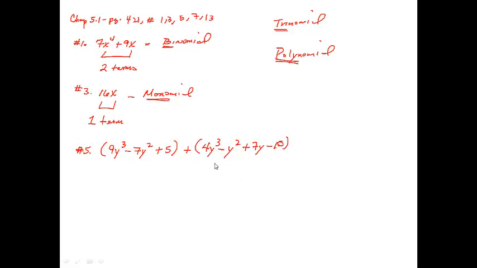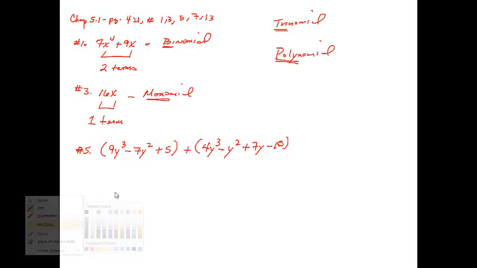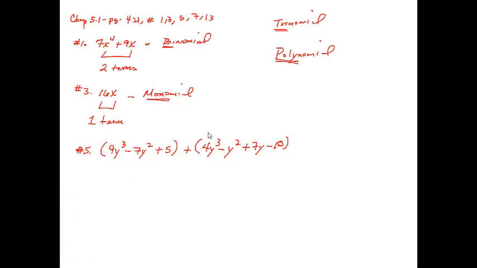Okay, so I need to add these, and when we're adding, all we do is combine our like terms. So what I'm going to do is use vertical format, and you always put the polynomial that has the most terms, which is this one, on top. So I have 4y to the 3rd power minus y squared plus 7y minus 10, and I'm adding to it 9y to the 3rd minus 7y squared plus 5.